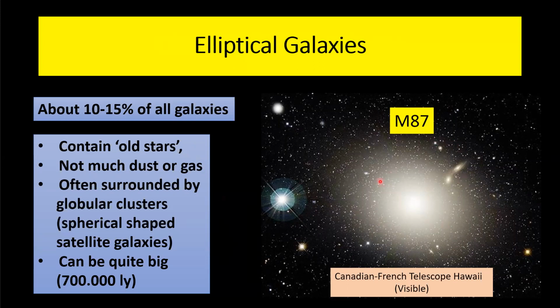They are often surrounded by a large number of globular clusters, these spherical-shaped satellite galaxies, and they can be quite big. The one that you see here is, I think, 700,000 light years across. If you remember, the Milky Way's diameter was about 100,000 light years. So much bigger, much more mass. Now, but where do they come from?